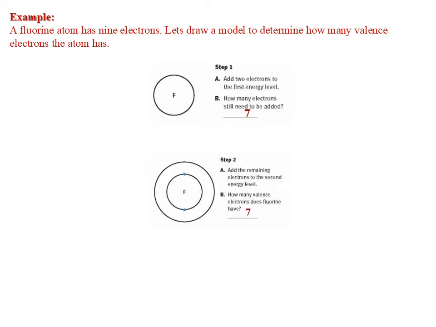So in step 2, it shows that we already added the 2 electrons on the first energy level. We should add the remaining electrons to the second energy level, so we should add 7 electrons to the second energy level. But we already know that electrons found in the outermost energy level of an atom are called valence electrons. So how many valence electrons does fluorine have? It has 7 valence electrons.